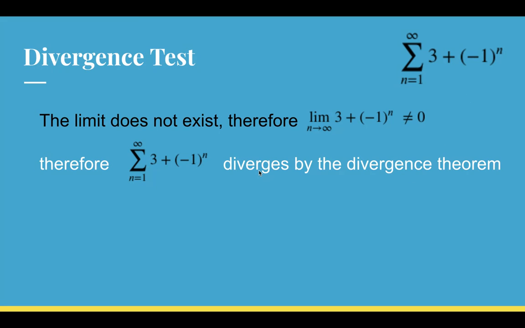And if you think about it, this does make sense because for this infinite series, you're just adding 2 plus 4 plus 2 plus 4 plus 2 plus 4 forever. And the sum's always going to keep getting greater. It's never going to converge to a certain number. And yeah, that's pretty much it.